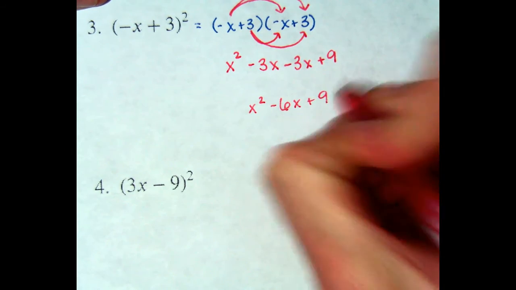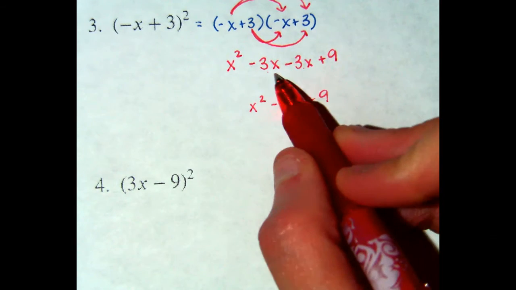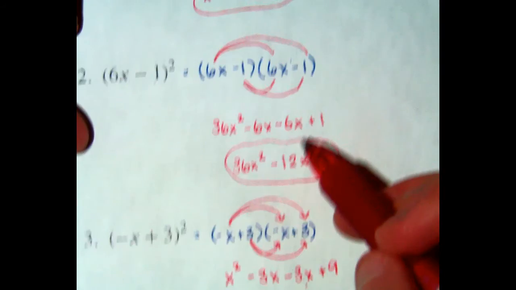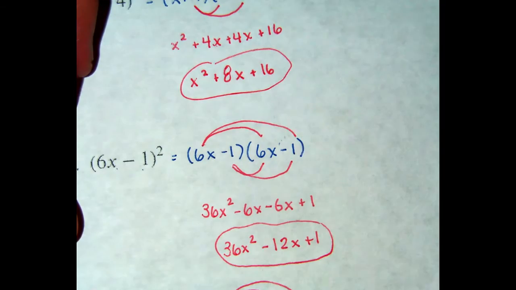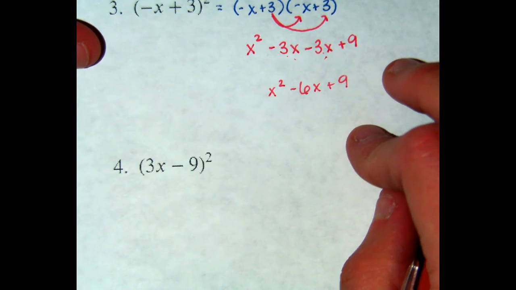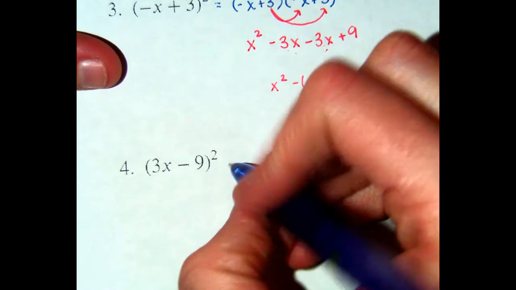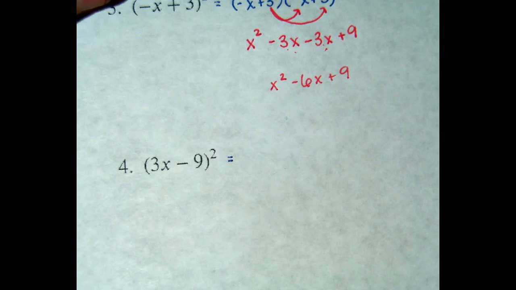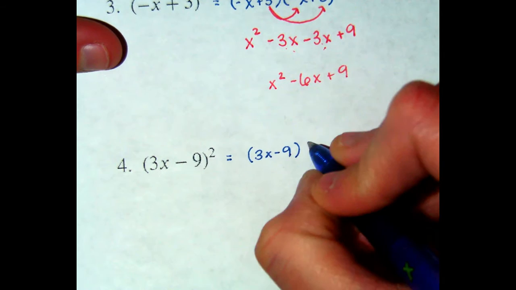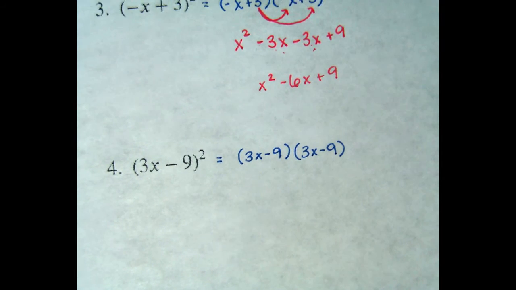Has anybody noticed a pattern in these yet? Those middle terms are always like terms, but what are they every single time we've had a squared? They're the exact same number in the middle every single time. What'd you guys do with number 4? Wrote it twice. Alright, then what?